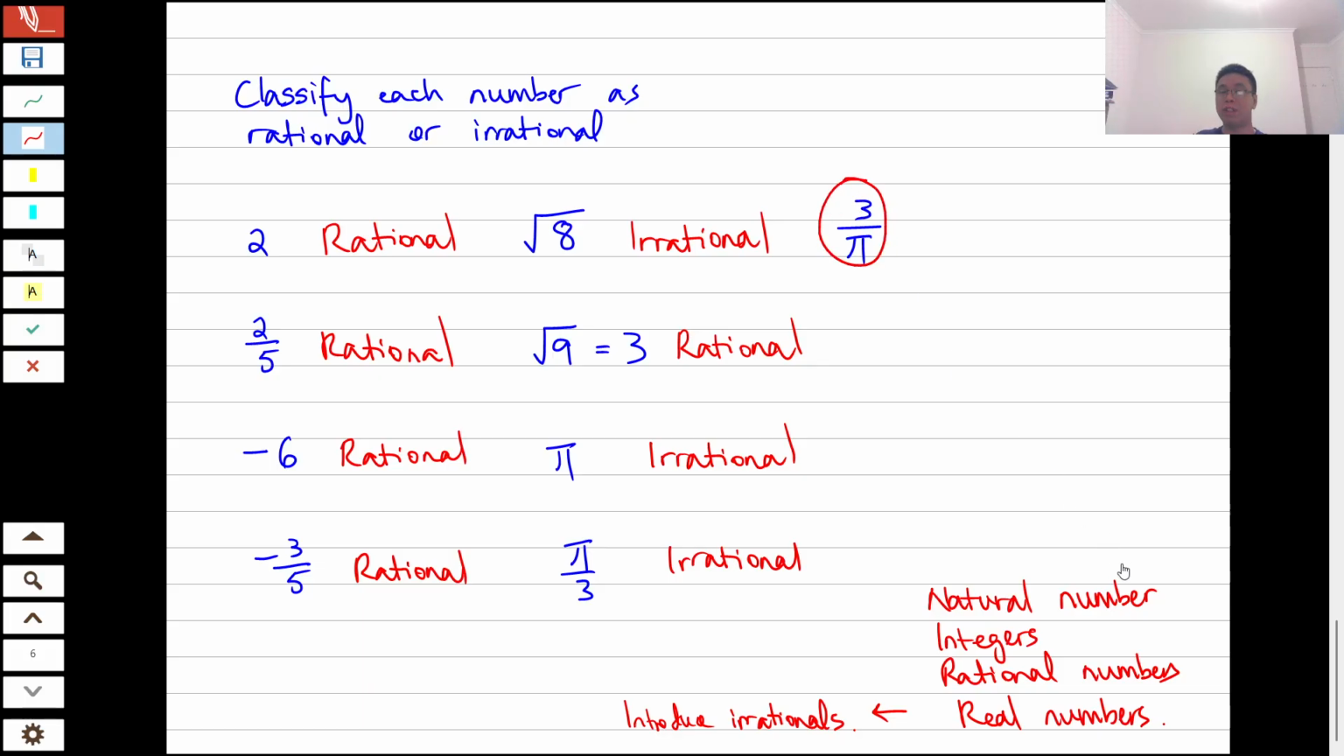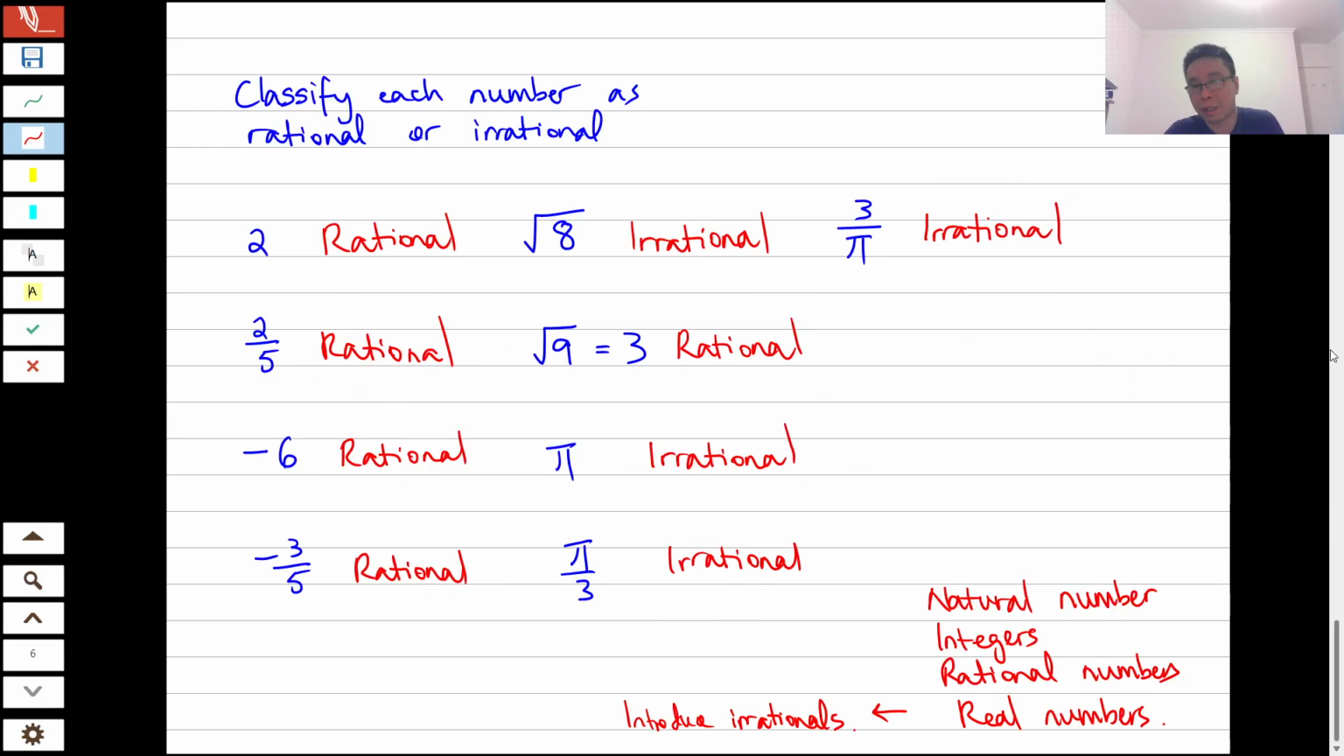And finally, 3 divided by pi. It's not obvious, but if you divide by an irrational number, chances are you will end up with an irrational number again. And so we can safely assume that this is irrational as well.